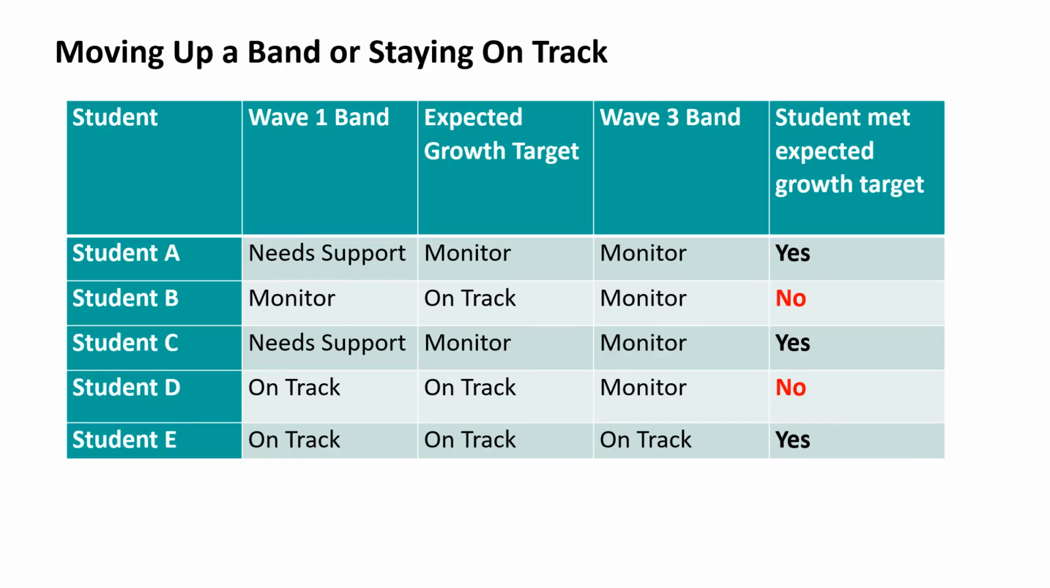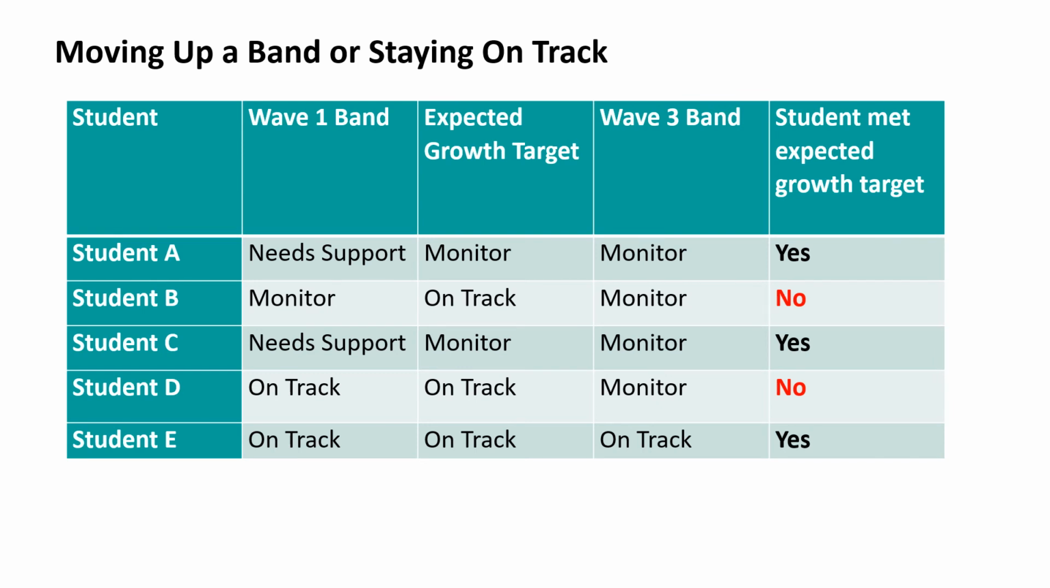One way to use the TX-KEA benchmarks is to use the names of the performance bands instead of the numbers, since the numbers vary by test. In this example, there are 5 students, students A through E. You can see their Wave 1 band in the second column. So for student A, for example, her Wave 1 score was needs support. Her expected growth target then was set at monitor, which would mean the student would have moved up 1 performance band by the end of the year.